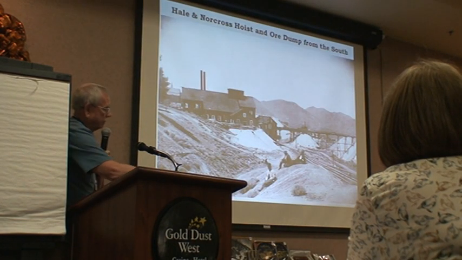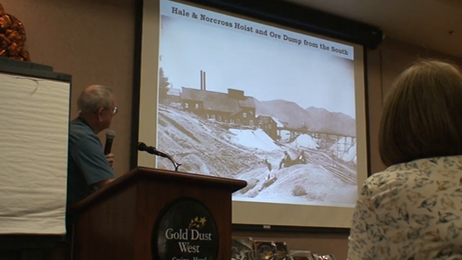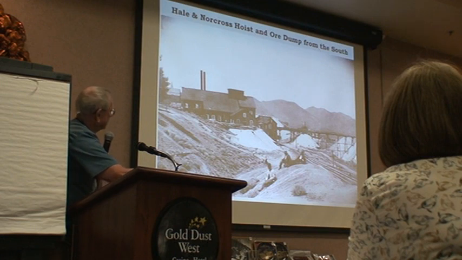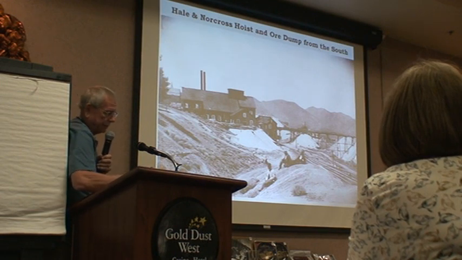Here's the Hale and Norcross, and you can see the main line here. Here's the spur going to the Collar Potosi, and there's the switch going off to the Hale and Norcross dump. Again, they had to work with what they had in the way of space and service the buildings that were already there.